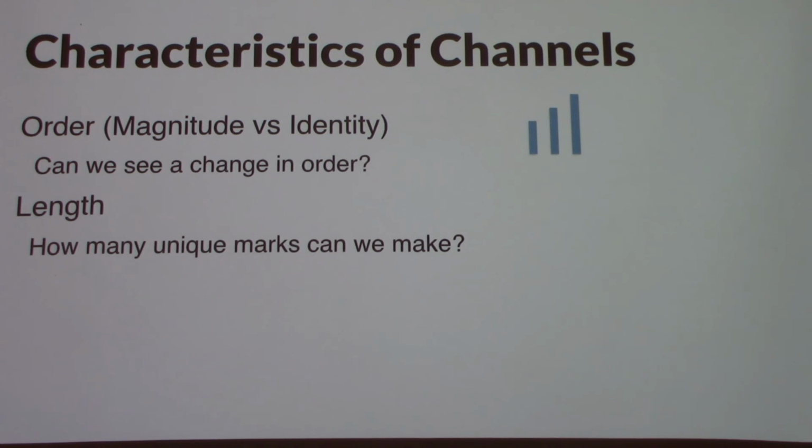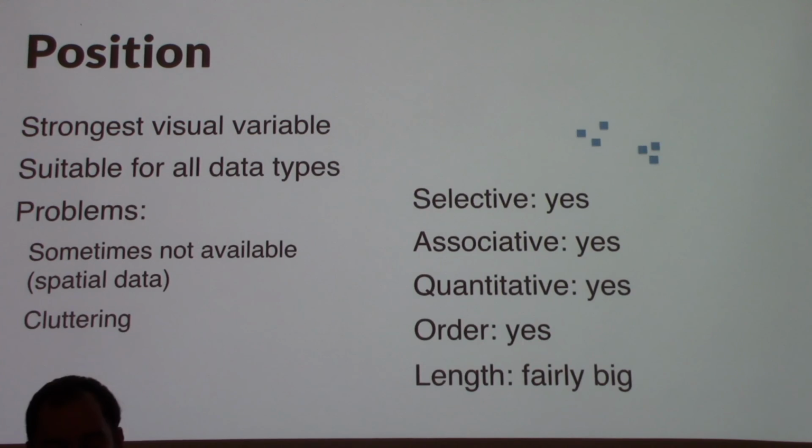Can we see an order? Magnitude versus identity again. Can we see a change in order? And length: how many unique marks can we make and distinguish? For example, we know that we can distinguish only 10 or 12 colors, not at the same time next to each other, but if you want to compare colors, you will limit it to 10 or 12 colors in your visualization. But if you, for example, use symbols, you have a much stronger variety of marks that you could use.